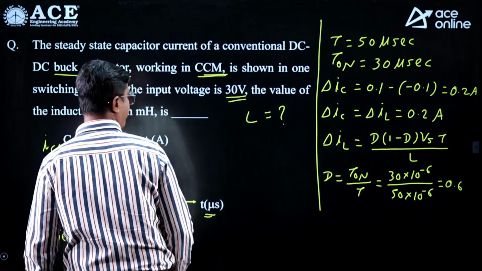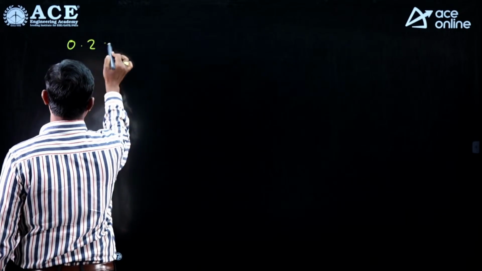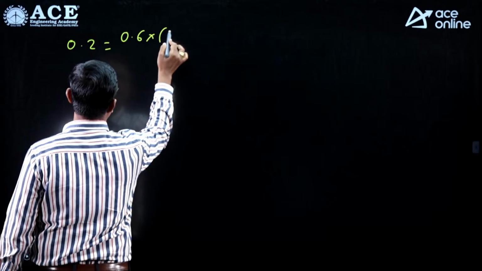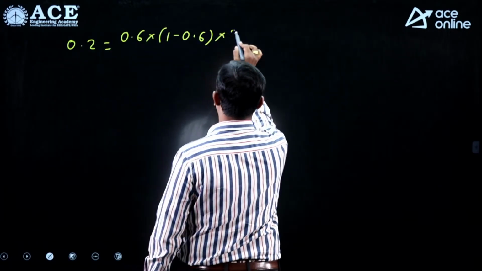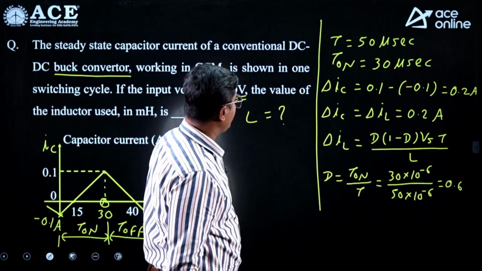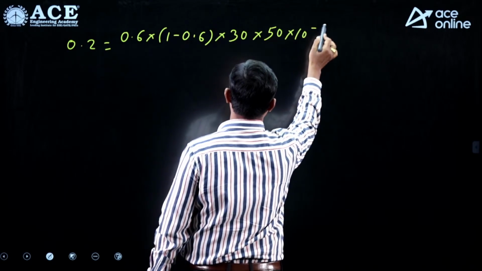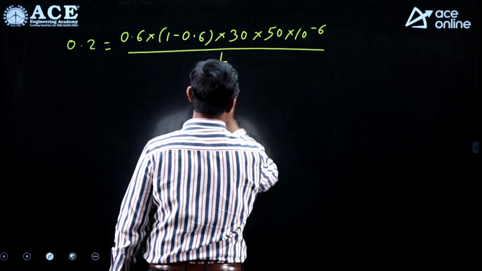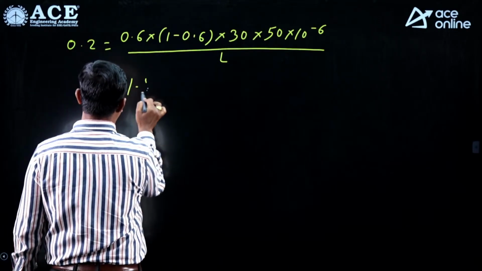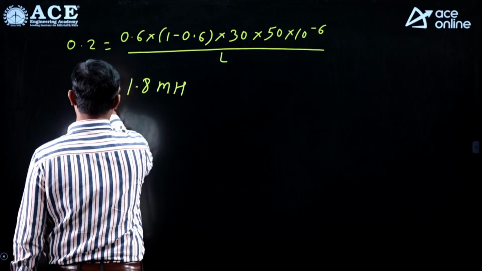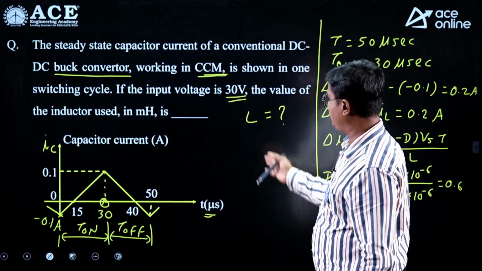So now put here delta IL equal to 0.2 is equal to 0.6 into 1 minus 0.6 into Vs, Vs is 30 volt, into T, T is 50 micro, upon L, right? D into 1 minus D, Vs into T by L. Simplify this, you will get the L value. It is 1.8 millihenry you will get, right? 1.85 somewhere, okay? In millihenry they are asking.